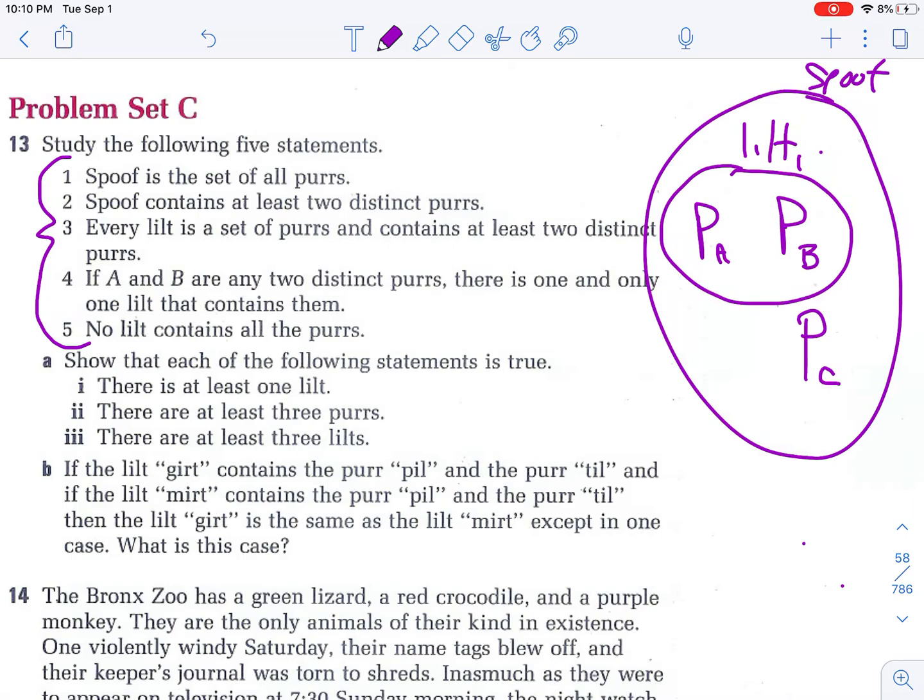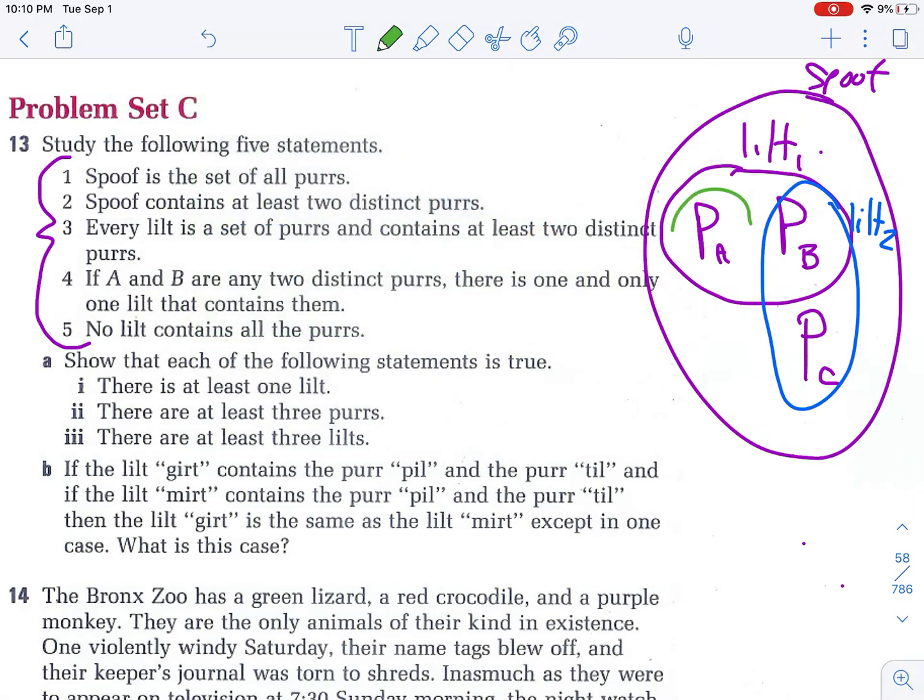Okay, so go back and read these 5 statements. Look at my picture. Spoof is the set of all purrs. Bam. Spoof contains at least 2 distinct purrs. Done. Every lilt is the set of purrs and contains at least 2 distinct purrs. So there's lilt 1. I would also have some more lilts. I can have lilt 2.